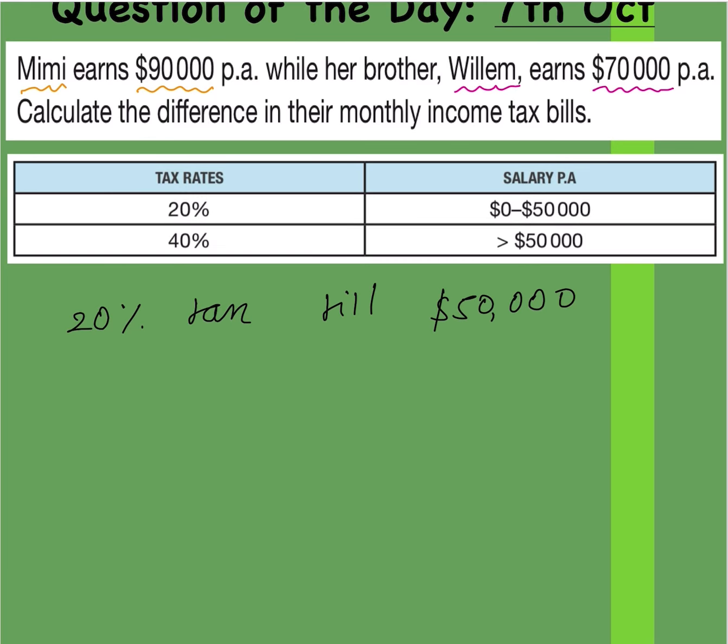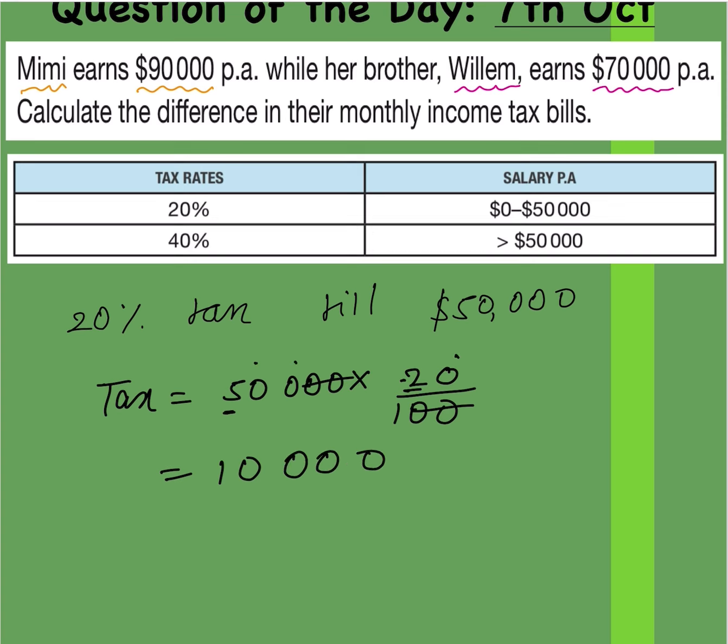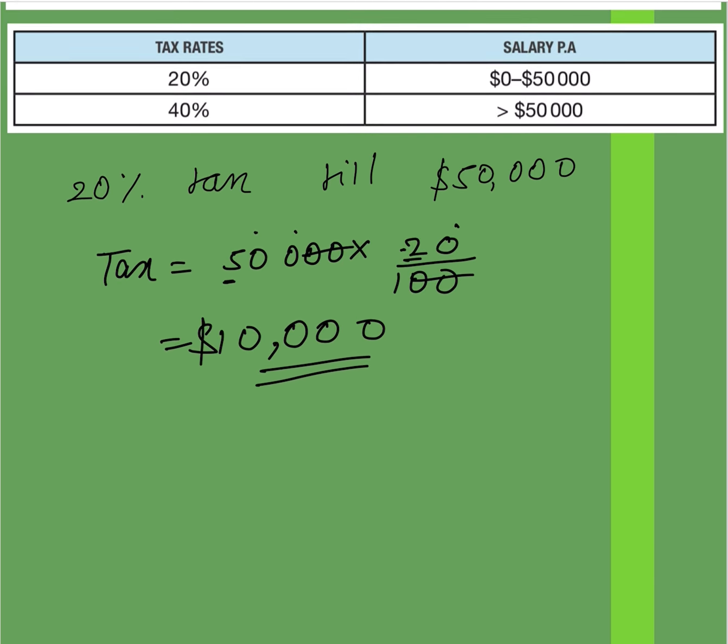When we calculate this, tax will be equal to 50,000 times 20%. So you cancel the zeros and then you multiply. 5 times 2 is 10, and then copy the number of zeros. So 1, 2, 3, 1, 2, 3. So what is the tax paid by both for the first 50,000? It is $10,000 and it will not change, right?